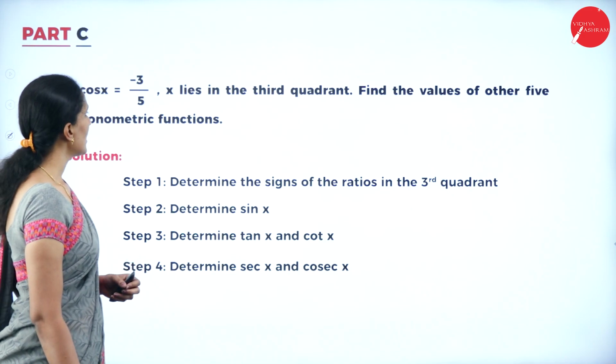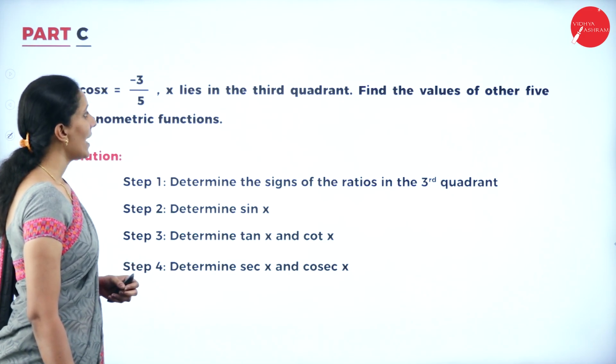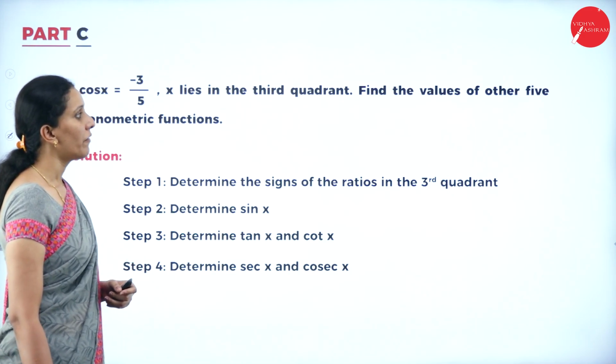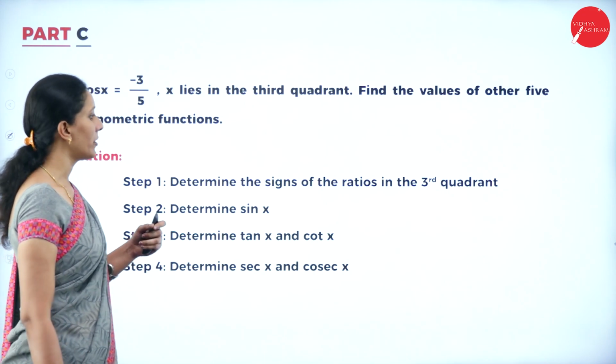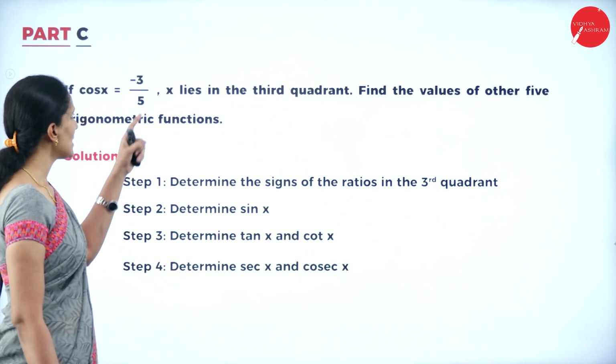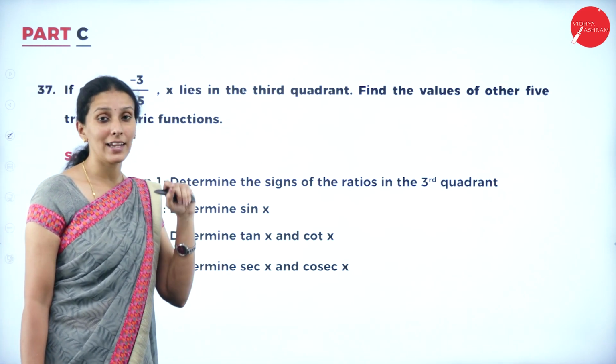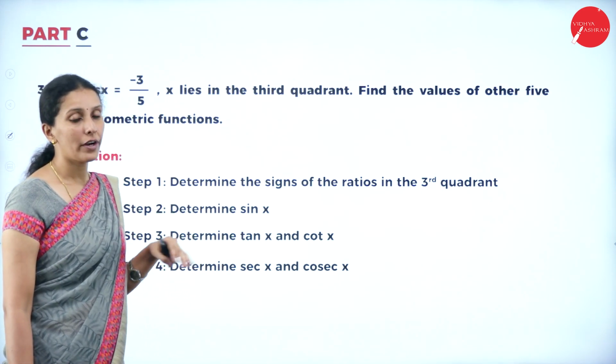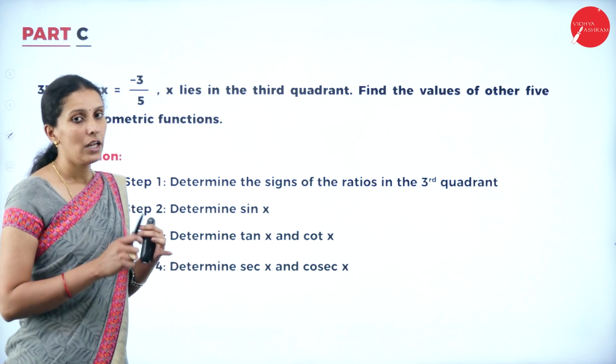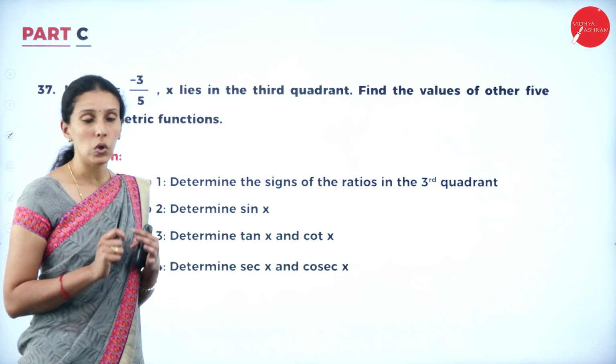Next one. Cos x is equal to minus 3 by 5. x lies in the third quadrant. Find the values of other trigonometric functions. So, here since x lies in the third quadrant, cos is negative because cos is negative in the third quadrant. We need to find out the other 5, that is sine, tan, cot, secant and cosecant.